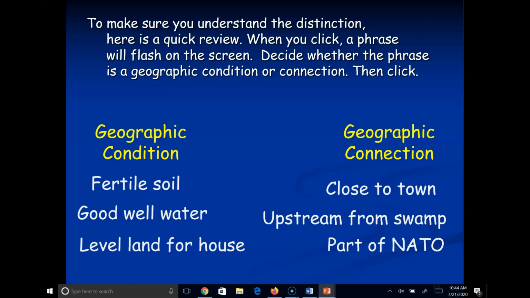We're going to be using the ideas of condition and connection to look at those 5 places and decide which of those 5 places would be the best place for us to choose to build and why. This is geographic conditions and connections.